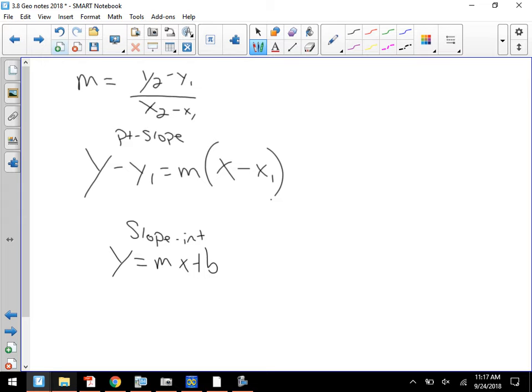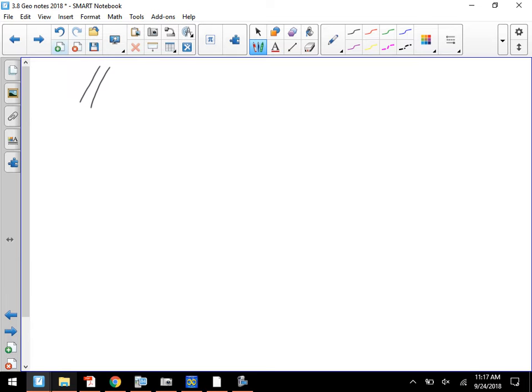Now, the stuff we're going to look at today still utilizes kind of the same stuff, but we're going to be talking about parallel and perpendicular in terms of their slopes. So one of the things we have to remember is how do we know if lines are parallel? How do you know if lines are parallel?